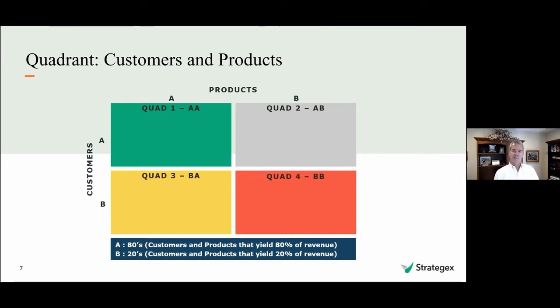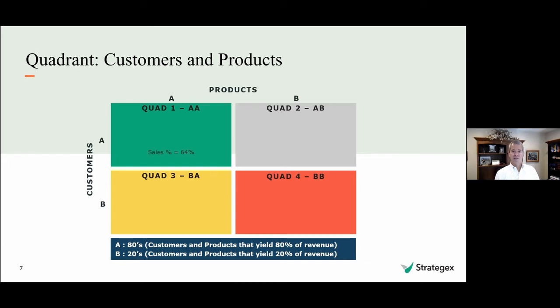So in quad 1, we have the high volume customers that are buying high volume products. In quad 2, we have the same high volume customers buying low volume products. And in quad 3, we have low volume customers, but they're buying the same high volume products, the A products, sold in quad 1. And in quad 4, we have the low volume customers buying low volume products.